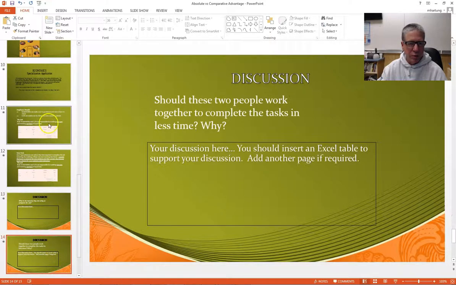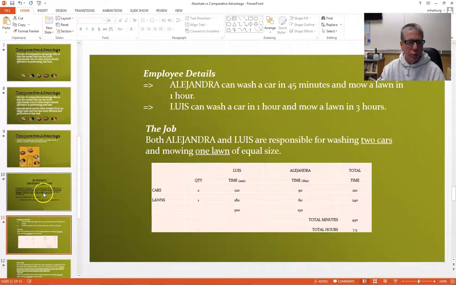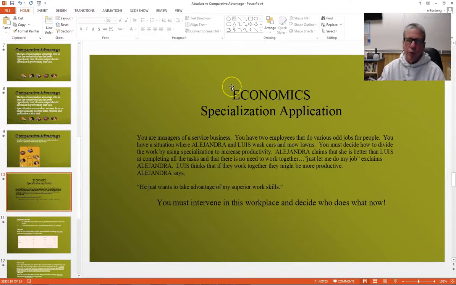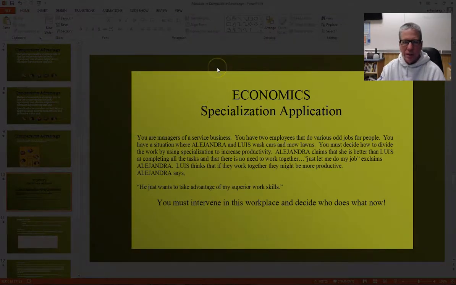And there's some discussion questions, and I give you an example of how to set up an Excel worksheet so you can analyze our little workplace situation. And remember, you're going to want to use comparative advantage. That's a big hint in getting this thing done. There's no tricks here. We're just going to go through, and apply just some basic economic concepts to getting a simple job done. So you are managers of a service business.